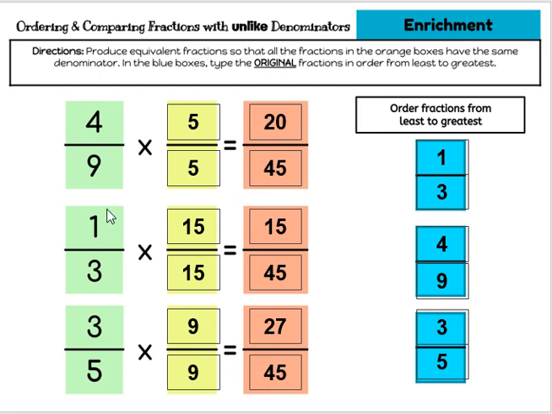So we take these numbers and put them in order. So 1/3 is the smallest. 4/9 is next. 3/5 is the greatest. So as you can see, there's lots of strategies to help you decide equivalent fractions and use them to order fractions from least to greatest or from greatest to least.